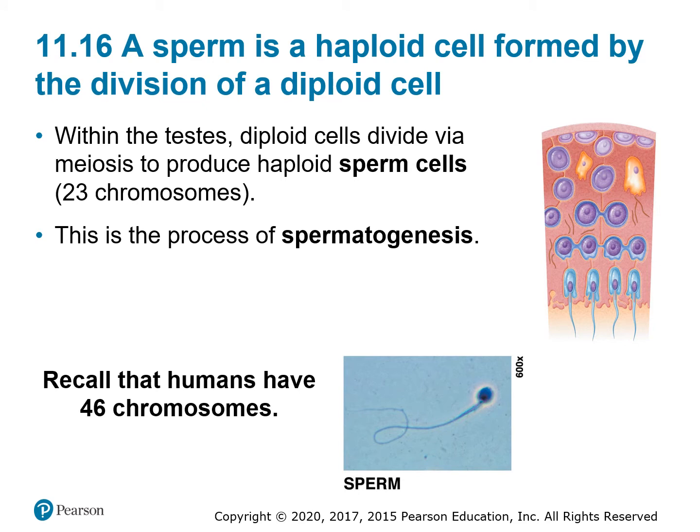So a sperm is a haploid cell formed by the division of a diploid cell. Within the testes, diploid cells divide via meiosis, just like what we learned in the genetics unit, to produce haploid sperm cells that have 23 chromosomes. And this process of making sperm cells is called spermatogenesis.